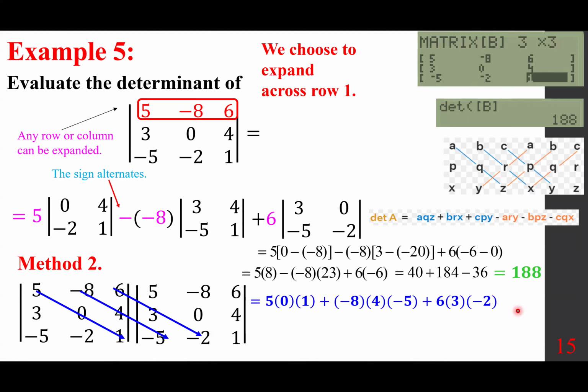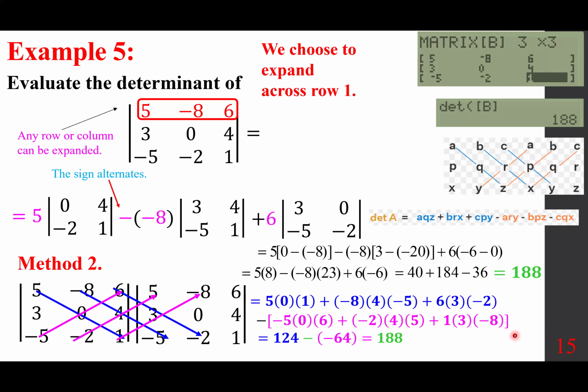So that's the blue one. Minus negative 5 times 0 times 6, which is 0. You add up those three. Minus 2 times 4 times 5. Added to 1 times 3 times minus 8. So you add up those three and you subtract from the blue one minus the purple one. You get 124 minus negative 64. It gives you 188. So you can do it this way. You can do it this way. As long as you know either one is good enough.